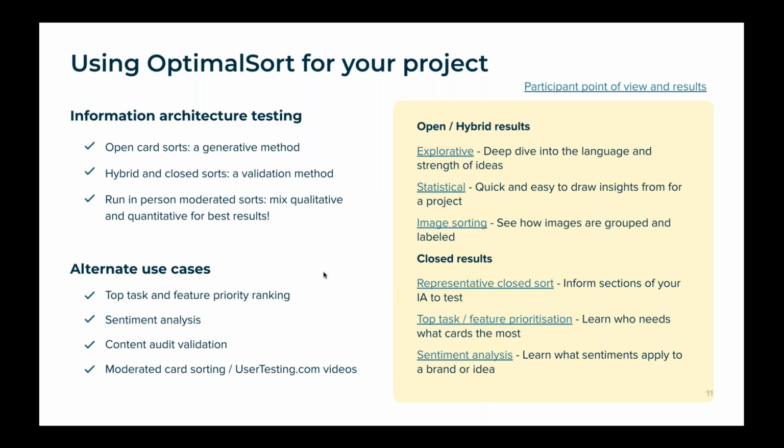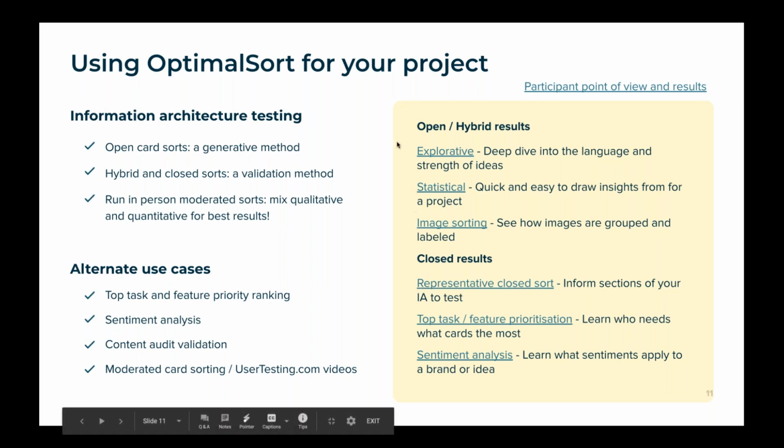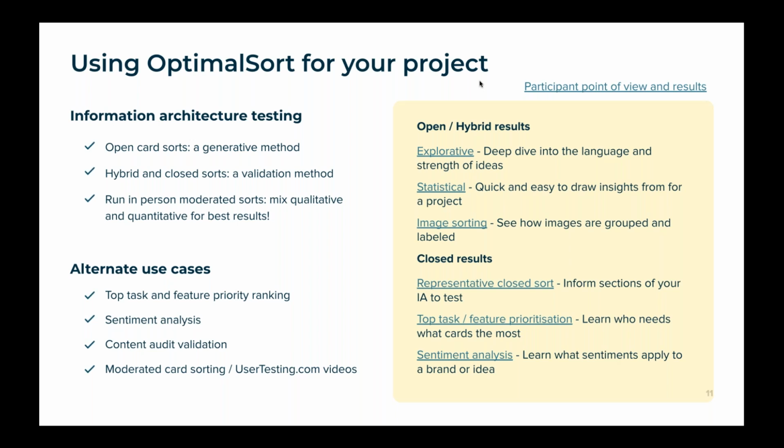So I mentioned that I'll talk about a few use cases here, and that's what this page is for, as well as a recap of what the results show you. The most common use case for card sorting is information architecture, and it's detailed in open, hybrid and closed, the generative and validation methods that we've got there. But we very often see it being used more as a business analyst tool, for top task or feature priority ranking: what's most important and where would you want to focus your efforts for this research to see the most results come through.